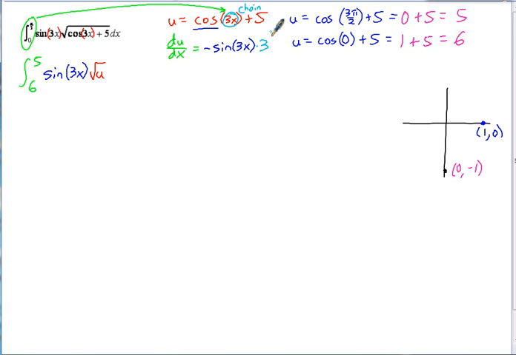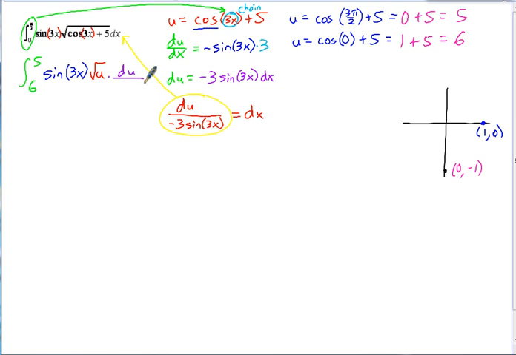So then if we multiply both sides by dx, we get du equals, and we can pull the 3 out in front with a negative, so it'd be negative 3 sine of 3x, and then times dx. And then to solve for dx, just divide by the negative 3 sine of 3x. So that's what dx equals. And then we can substitute that in for dx right there, so du over negative 3 sine of 3x.